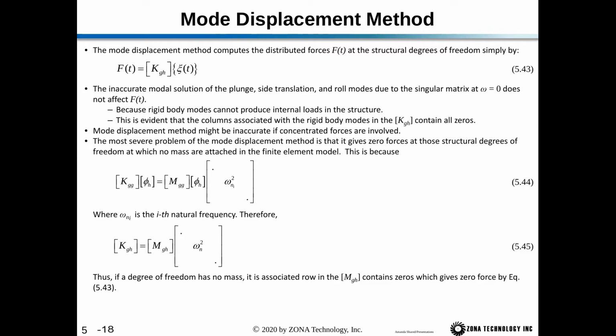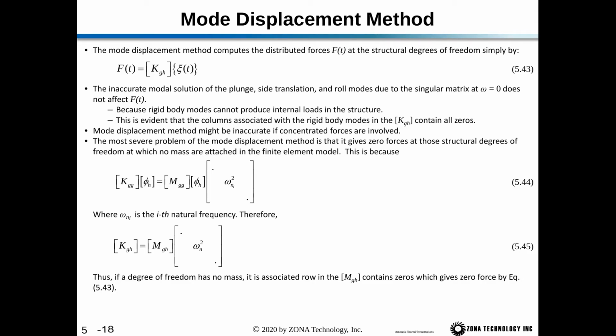Now, the inaccurate modal solution of the plunge, side translation, and roll modes due to the singular matrix at omega equals 0 does not affect F of t, because the rigid body modes cannot produce internal loads in the structure. And this is evident in that the columns associated with the rigid body modes in the KGH matrix contain all zeros. The mode displacement method might be inaccurate if concentrated forces are involved.